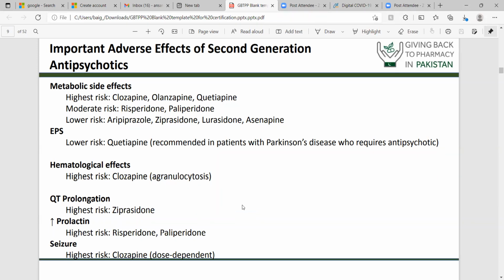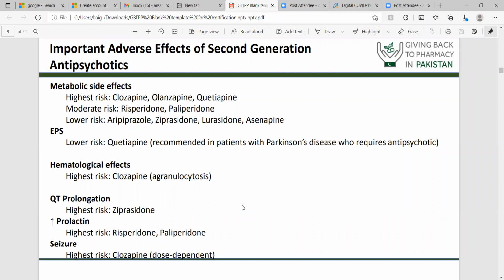The highest risk for metabolic side effects are clozapine, olanzapine, and quetiapine. Moderate risk is associated with risperidone and paliperidone, and the lowest is with aripiprazole, ziprasidone, lurasidone, and SNRIs. If we are talking about EPS, the lowest risk is with quetiapine.